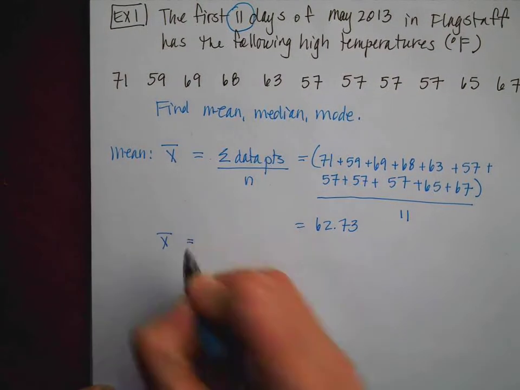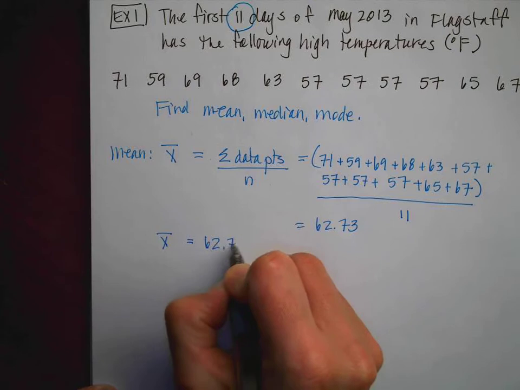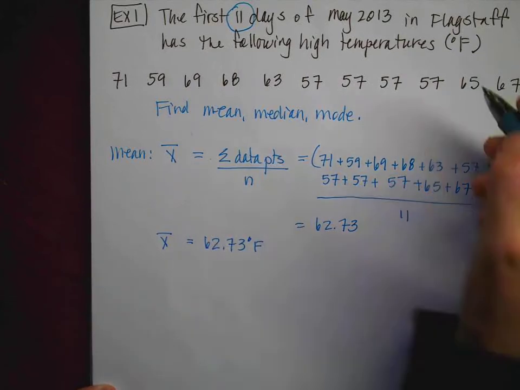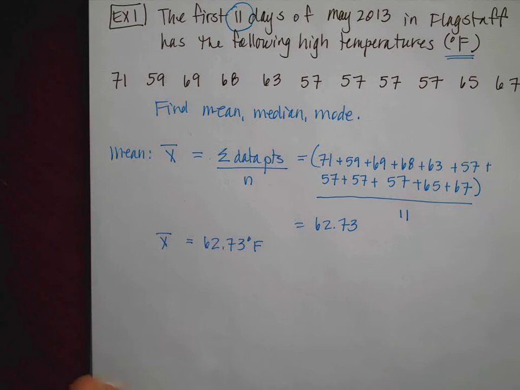So then we would say that X bar is equal to 62.73, and then if units are given, you have to report units. And we had our units given right there.